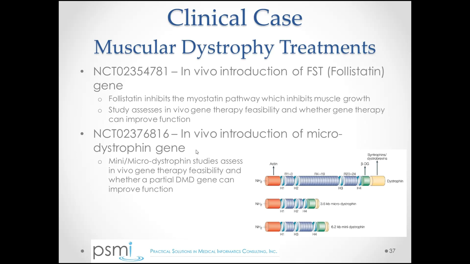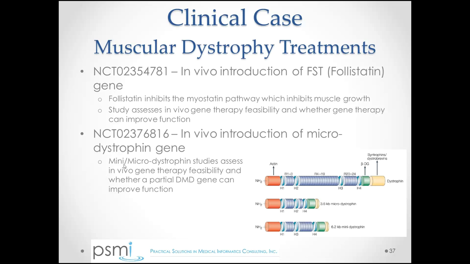It's just too big. But we also know that the critical portions of the dystrophin protein are at the two ends. So what if we chop out a lot of the middle and we make a microdystrophin gene or a mini dystrophin gene? And so there's a trial, again, these aren't CRISPR-based. This is a trial where we're introducing microdystrophin.